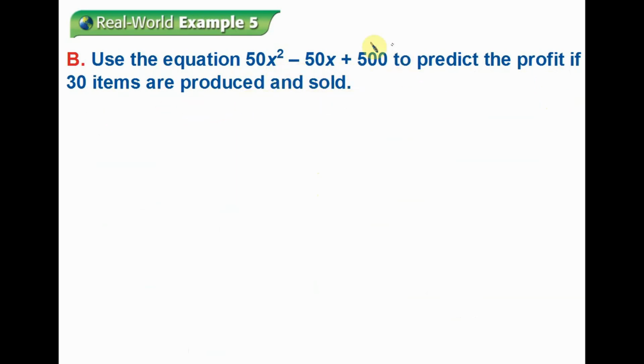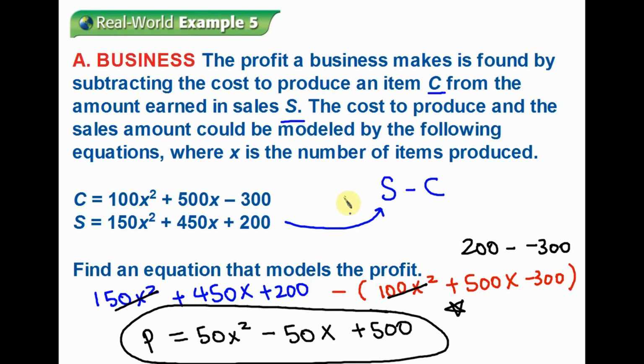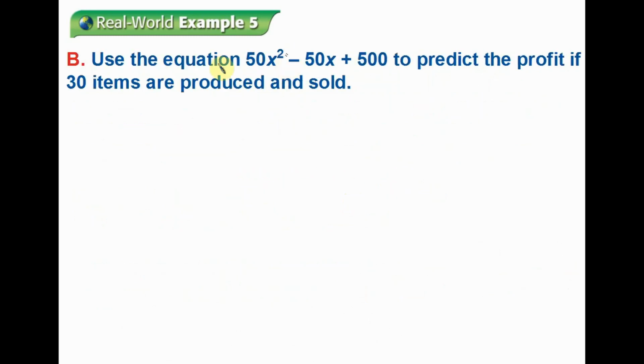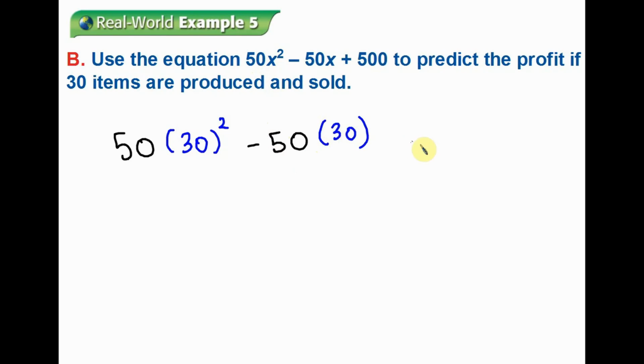So this was the equation that we found from part A, and now they're saying that using this information, if I give you 30 items, how much will it be? The x was representing the number of items, so we're going to plug 30 in for each x. In here, I will have 50, and instead of x, I'm going to write 30. And of the 30, you need to square it. Minus 50, and then instead of x, I'm going to put 30. And then the last number, 500, doesn't change.